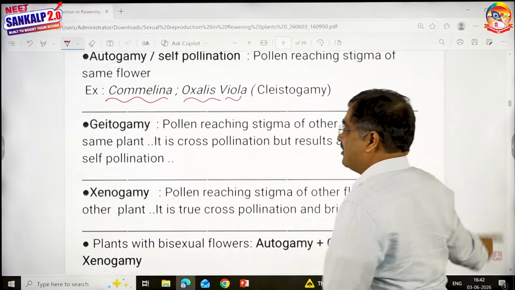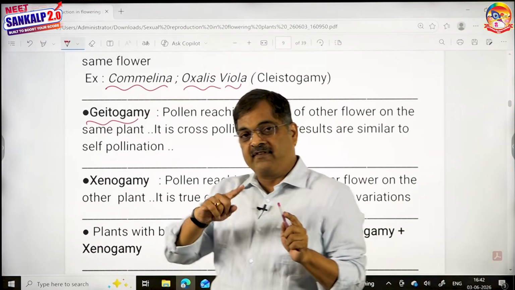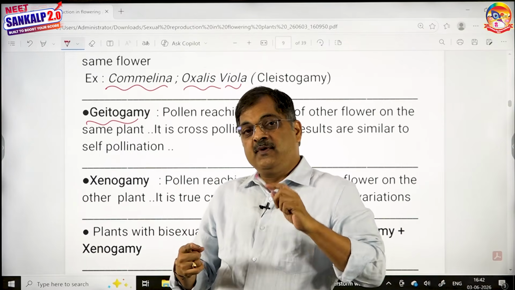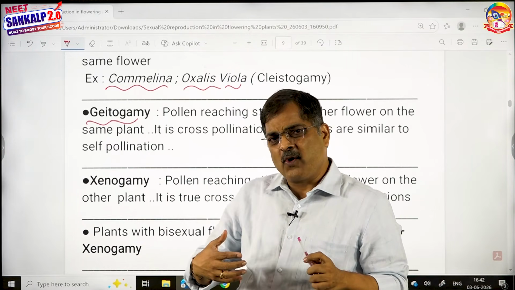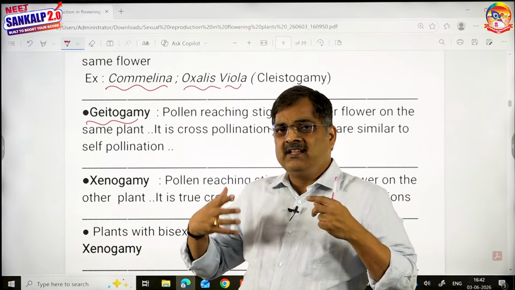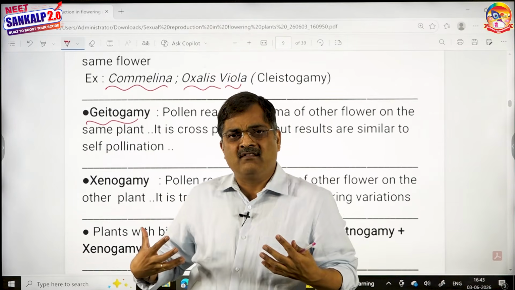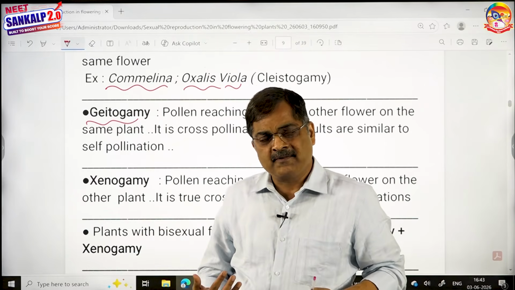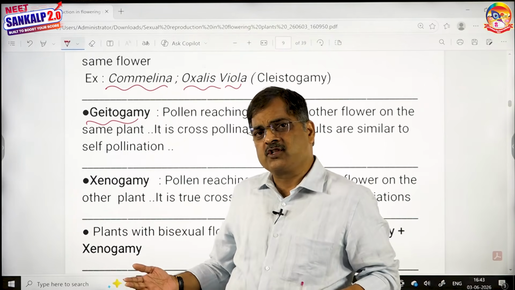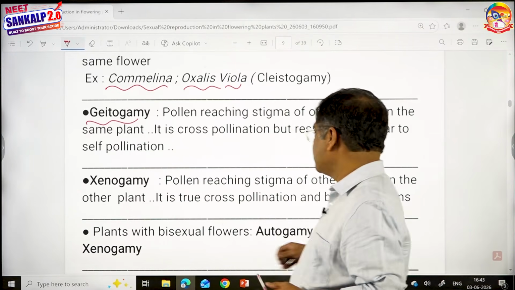Then what is geitonogamy? The meaning of geitonogamy is the transfer of pollen from anther to stigma between 2 flowers on the same plant. So is it cross-pollination? Yes. But the result is more or less similar to self-pollination. Why? Because it is occurring within the same plant. Even though for namesake it is cross-pollination, the results are similar to self-pollination, that is geitonogamy.